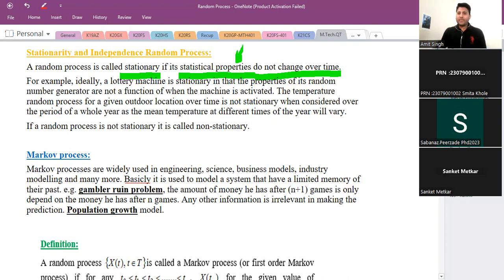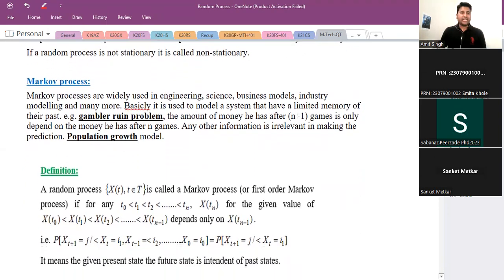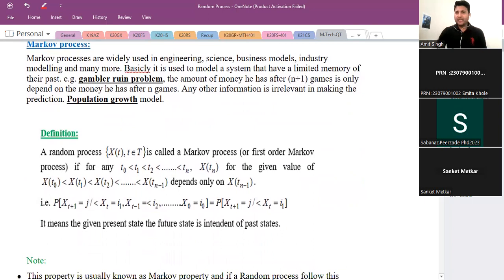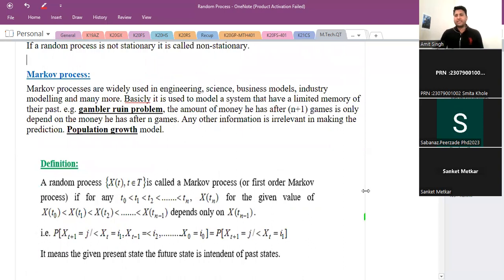Now, these are some of the basic characteristics or types of random process that we have. The next one, which is an important one, is the Markov process. So what is a Markov process? A Markov process is also one of the types of random process, and many times it is called a random process with a certain restriction.